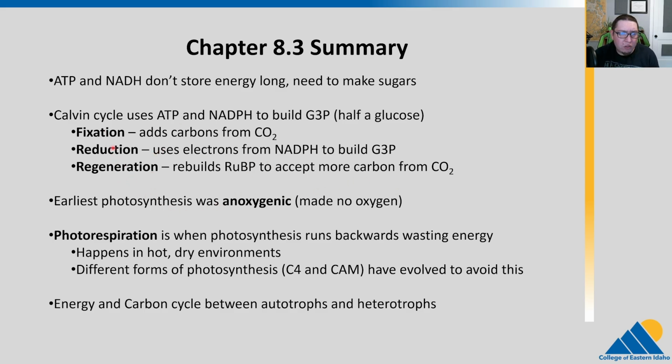The earliest photosynthesis was anoxygenic. So it did not make oxygen. It wasn't until we started having oxygenic photosynthesis that we could start to have other types of organisms that were really much larger and things like that.